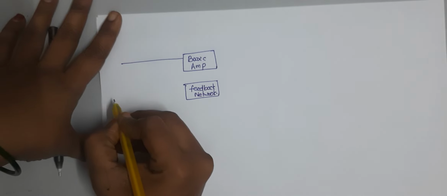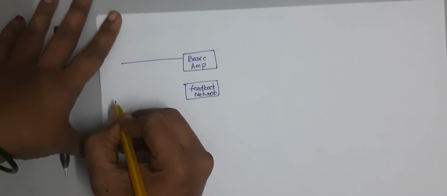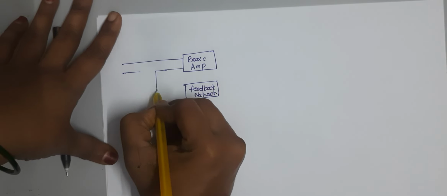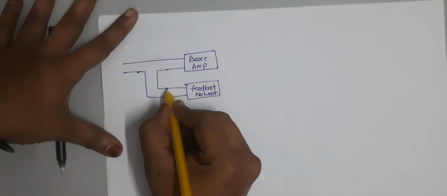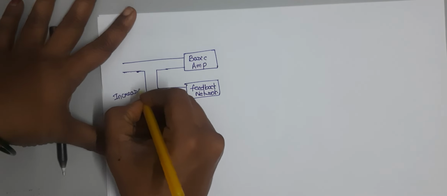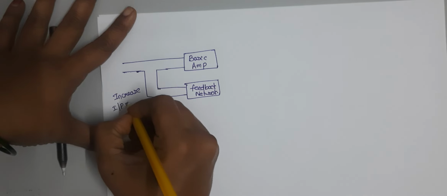We have two types of mixing, series mixing and shunt mixing. So this is the series mixing. Okay. So generally series feedback connection tends to increase the input resistance. So series feedback connection increases the input resistance.